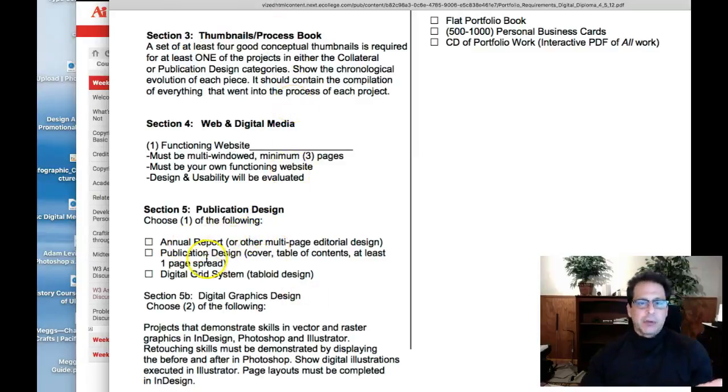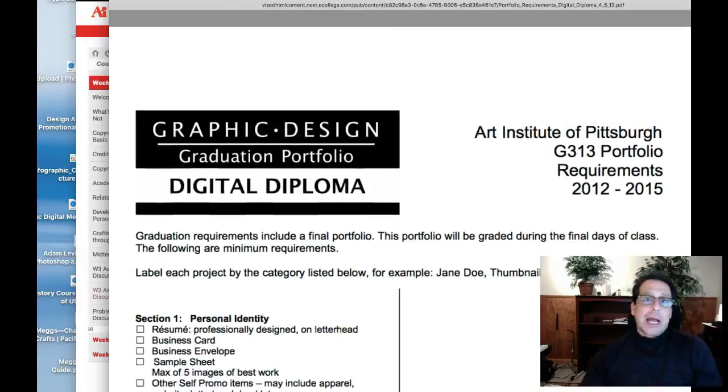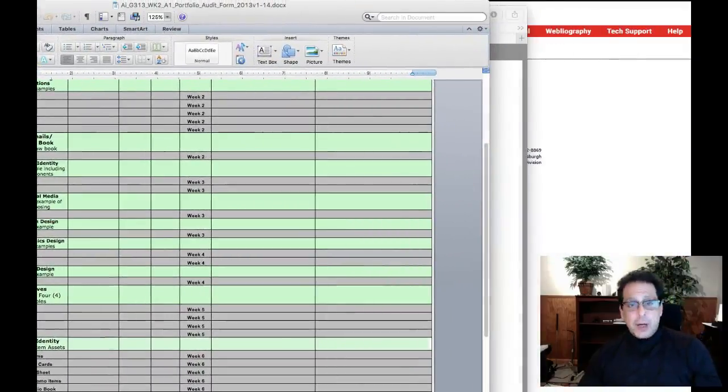Publication design, annual report of publication design, and here are your requirements right here for these, okay? So that's what we need for this week, all right? I see what you have. I'm not real sure how you got to what you submitted, but let's go ahead and take a look at it.